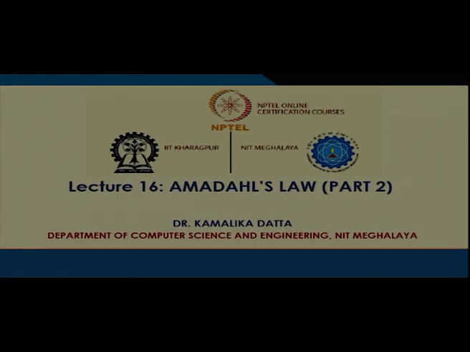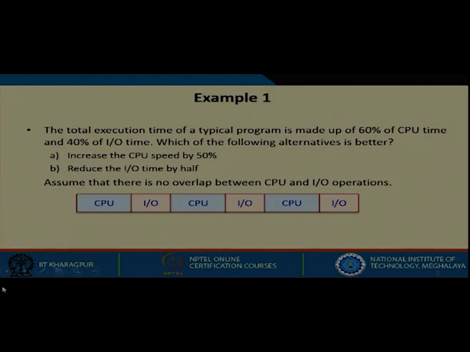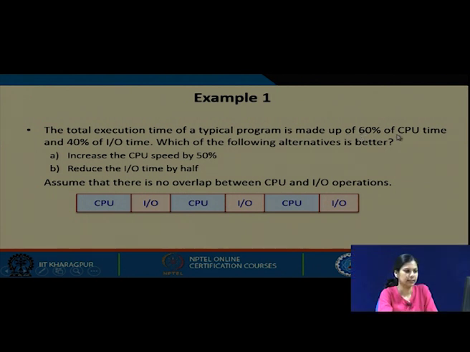Welcome to lecture 16, where we will continue with Amdahl's law a little more. Let us start with an example where we see that the total execution time of a typical program is made up of 60% of the CPU time and 40% of the IO time. So, out of the total number of tasks, we are dividing into two types.